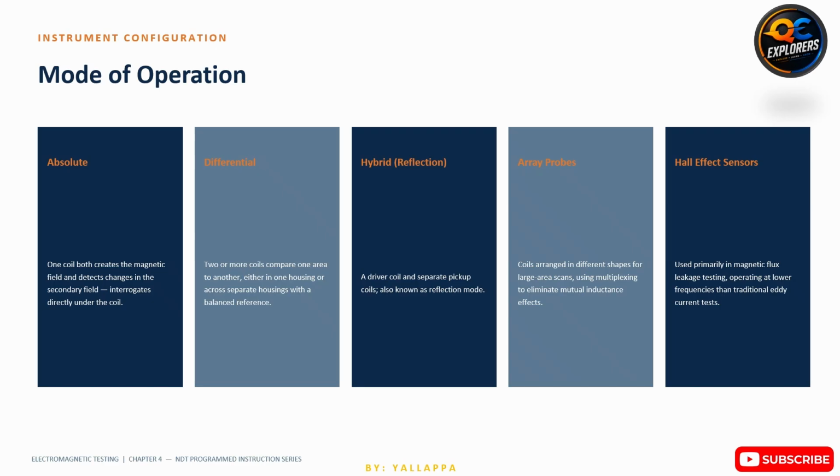Unlike traditional eddy current probes, Hall effect sensors measure magnetic flux density directly and are widely used in magnetic flux leakage testing. They operate at lower frequencies and are particularly useful for detecting metal loss and corrosion in ferromagnetic materials.